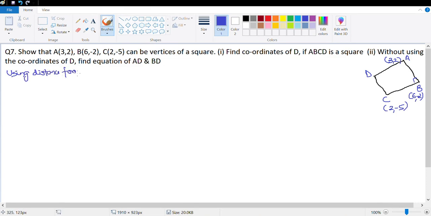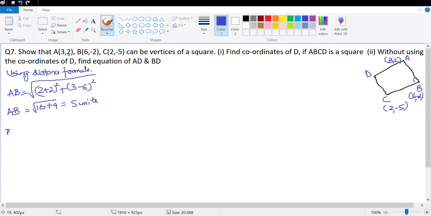Using the distance formula, let's find AB. AB will be the square root of (y2 minus y1) squared, so (2 plus 2) squared, plus (x2 minus x1) squared, (3 minus 6) squared. So this is 4 squared, which is 16, and this is negative 3 squared, that's 9. So AB is equal to 5 units.